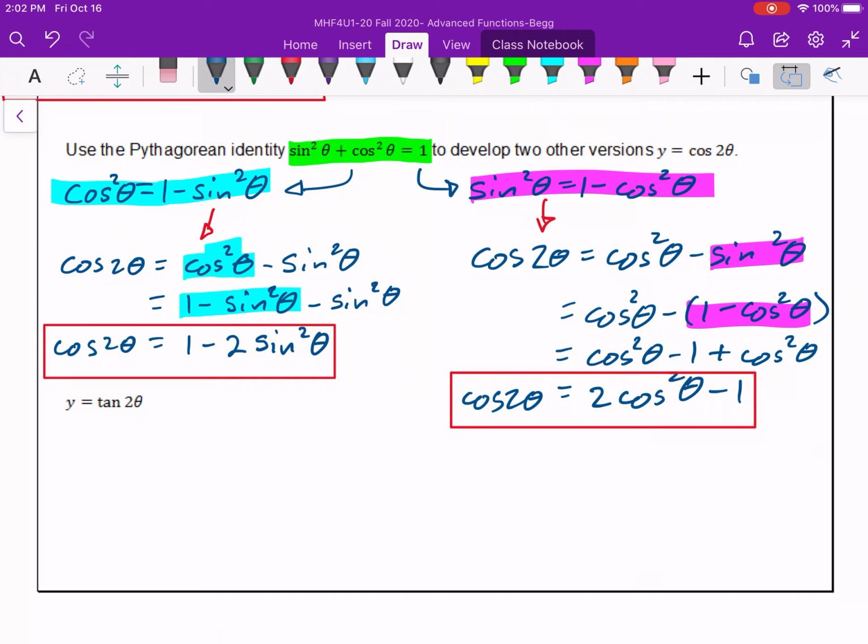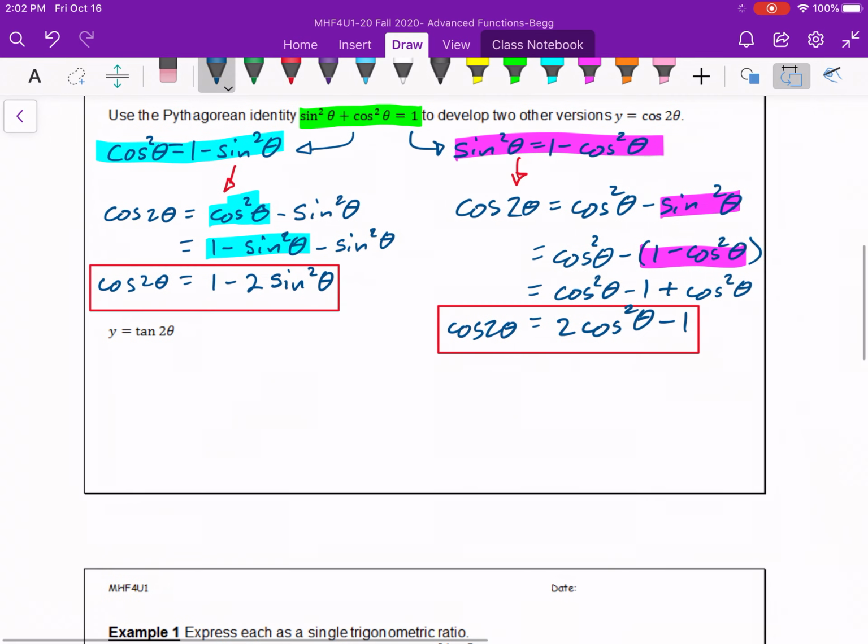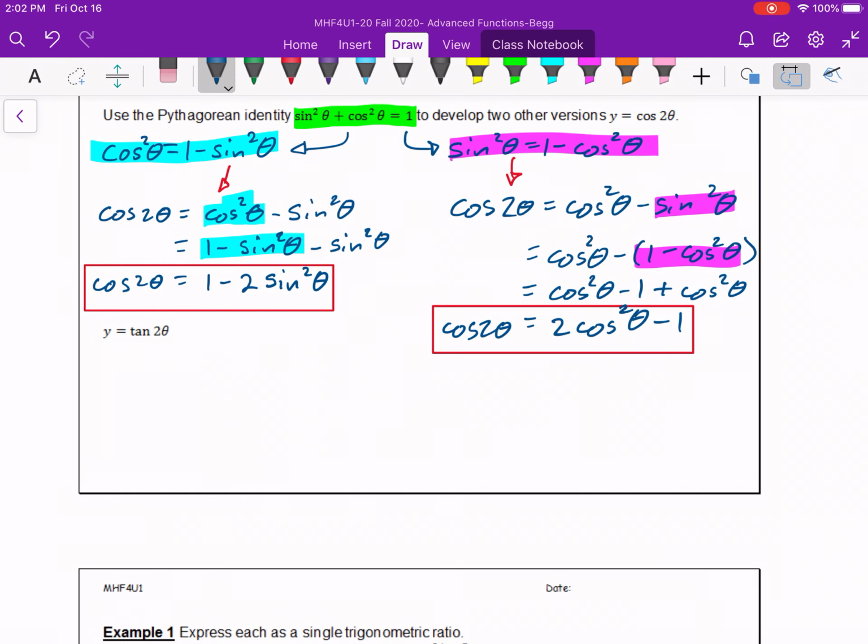And that's supposed to be a squared there. All right, so that's our third version of a double angle formula for cos 2 theta.